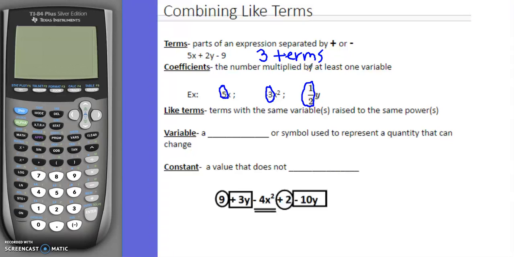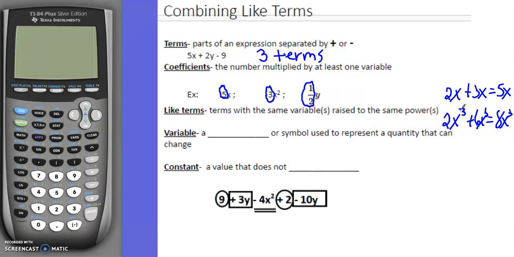Like terms are terms with the same variables raised to the same power. So for example, you can combine a 2x with a 3x to make a 5x. You can combine a 2x cubed with a 6x cubed to make an 8x cubed. However, an x cubed cannot be combined with an x.